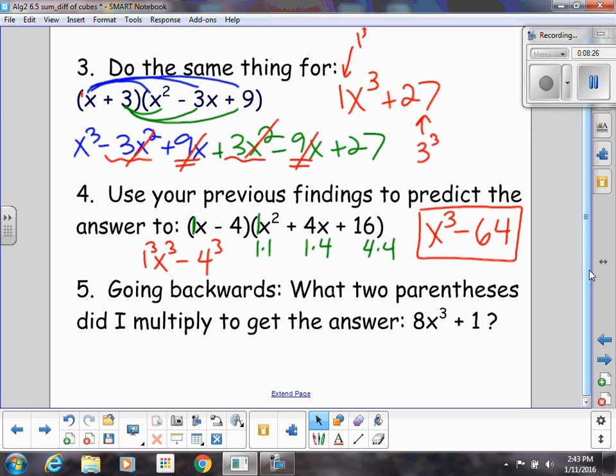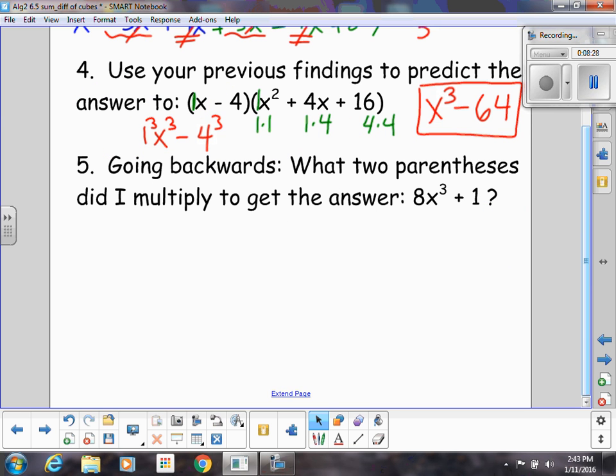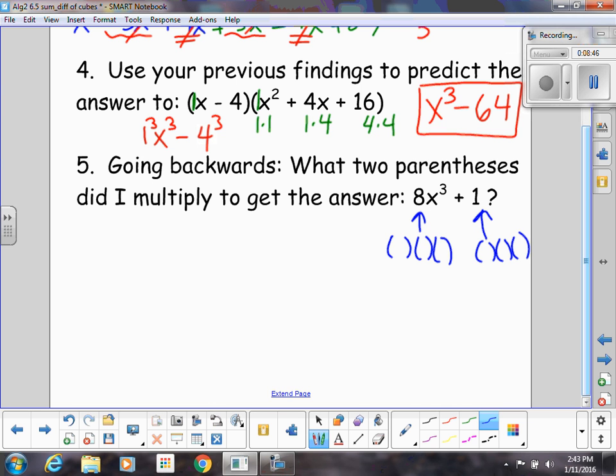So let's see if we can go backwards. If this was my answer that I got, what did my parentheses look like? Okay, so I want to know what number times itself 3 times gives me 8, and what other number times itself 3 times gives me 1. Well, I know the 1. I know that's 1 times 1 times 1. Okay, what about 8? I think we did that before. 2 times 2 times 2 would give me 8.